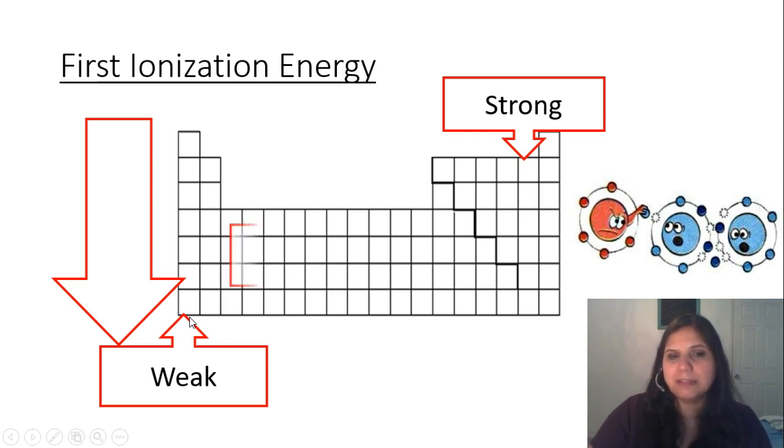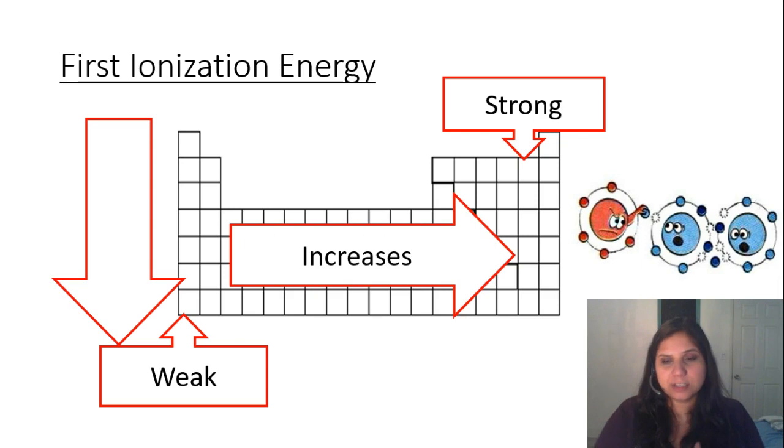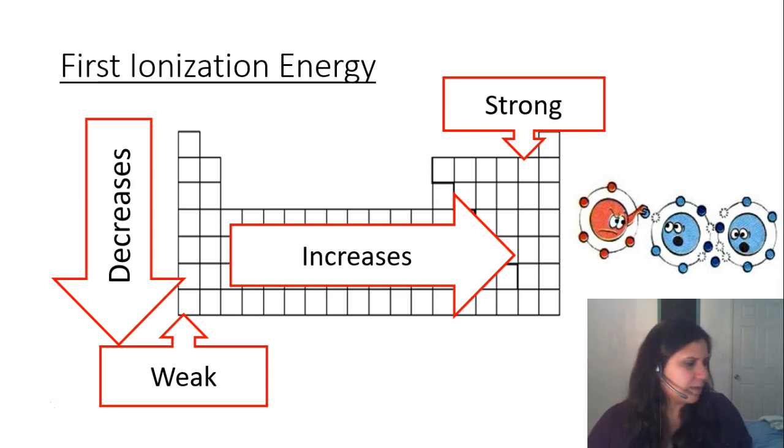So from left to right, the ionization energy increases, the more energy you have to put in. From top to bottom, since they're getting weaker and weaker, the ionization energy decreases. So it takes less energy to steal an electron away from francium than it does from cesium.